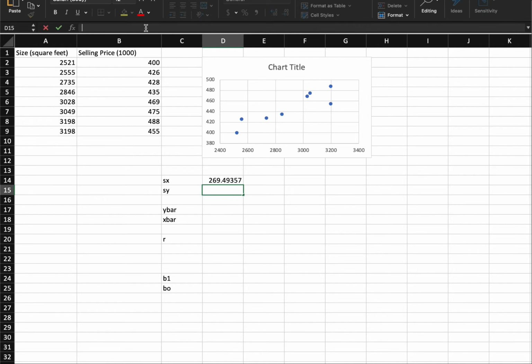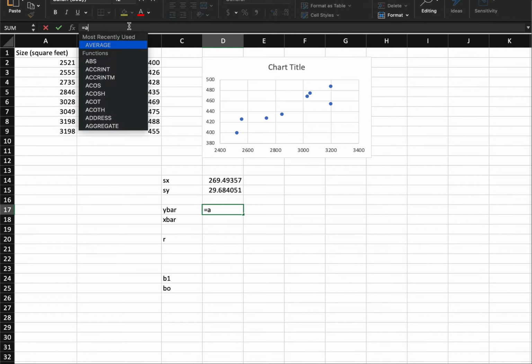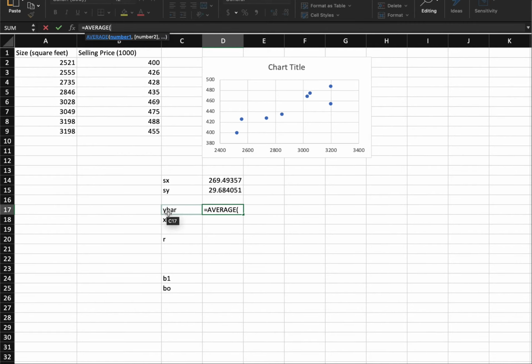For y, it'll be the same thing. We're going to use the same function, stdev, highlight all this, close it, and that will be our value. Next, we want to find our y bar and x bar. We're going to use the average function. Y bar will be the selling price here. Close this. And then x bar will be all of this. So this is the average size in square feet, and this is the average selling price of the house.